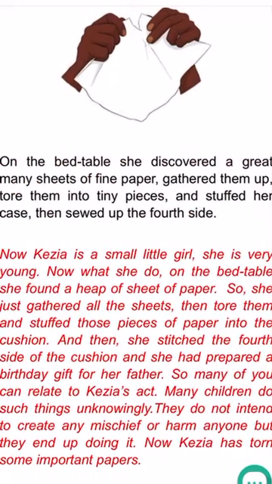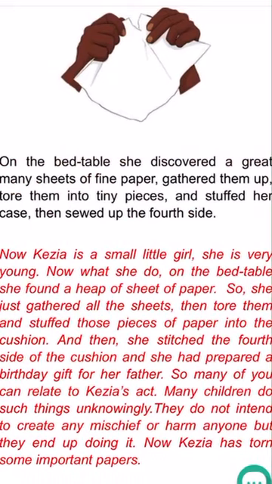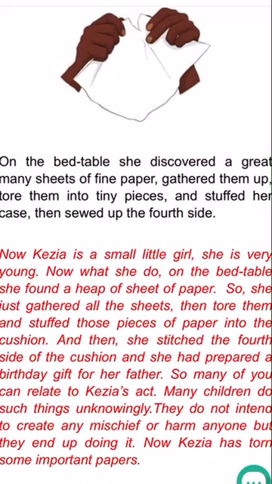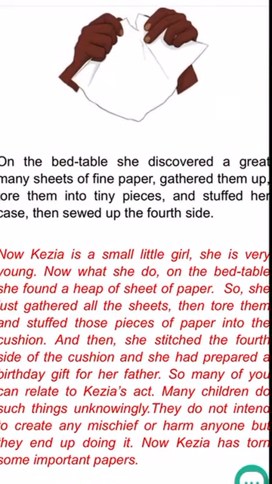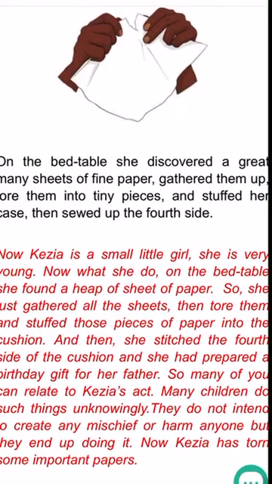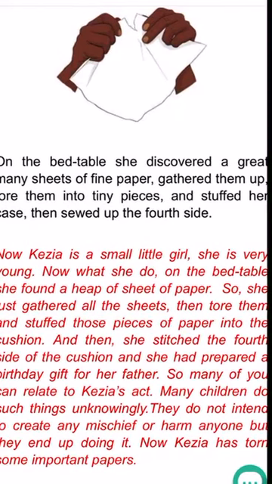Now Kezia is a small little girl, she is very young. Now what she did, on the bed table, she found a heap of sheet of paper. So she just gathered all the sheets, then tore them and stuffed those pieces of paper into the cushion, and then she stitched the 4th side of the cushion, and she had prepared a birthday gift for her father.